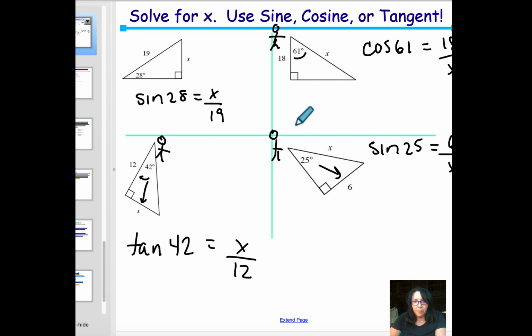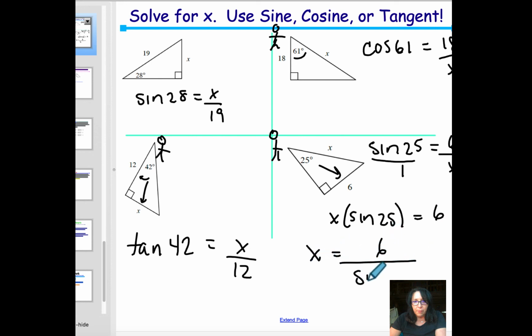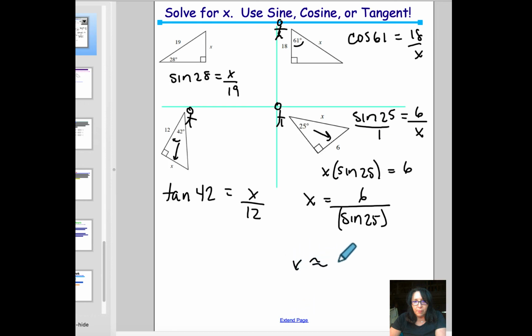And so for all of these problems, you're going to cross multiply and solve for x. But the hardest part, I think, is just setting it up. Sometimes you do have to do two steps. Like on this problem, you would go x times sine of 25 is equal to 6, and x equals 6 divided by sine of 25. I do want to caution you that you need to remember to use parentheses. I know I sound like a broken record there. 6 divided by parentheses, sine of 25. I get about 14.2.